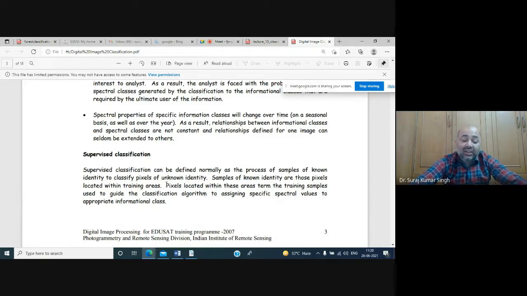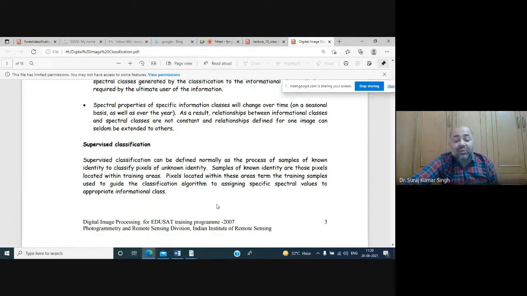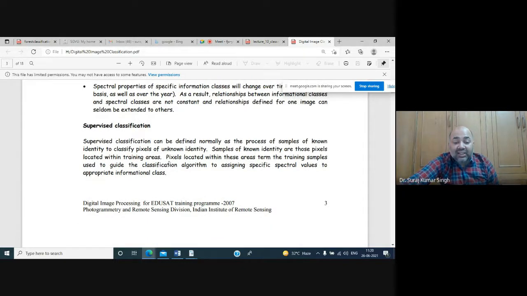In the same way, in the supervised classification technique, we identify those pixels which are known to us, and that information is shaped as a spectral signature, and those spectral signatures are used to classify the data. The samples of known identity are those pixels located within the training area. So we'll be providing the training sites. Pixels located within those areas are termed training samples.